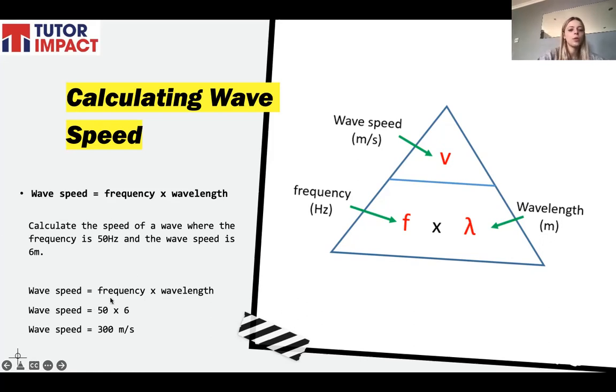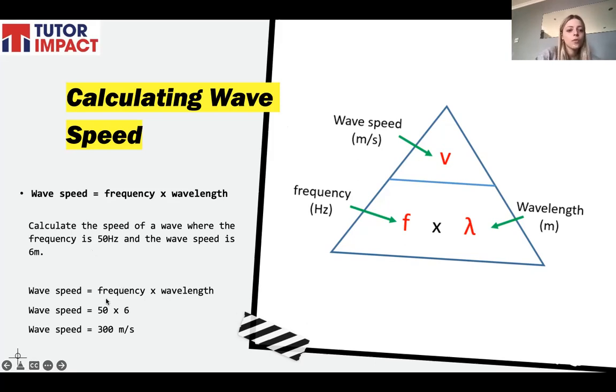So going back to the example, we're working out wave speed, so we need to do frequency times wavelength. We cover the V for wave speed, and we know that the equation is frequency times wavelength. We're given those values here, they are 50 and 6 respectively. So we do 50 times 6, which gives us 300 meters per second. So the wave speed of this particular wave is 300 meters per second. And again, just remember to include your units whenever you are doing calculations.